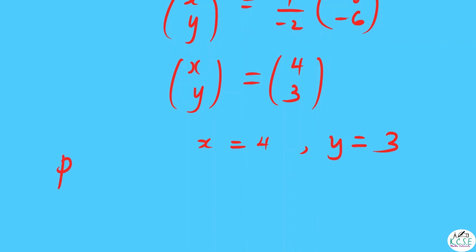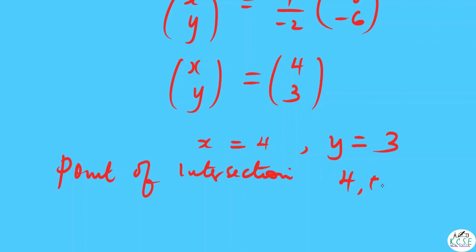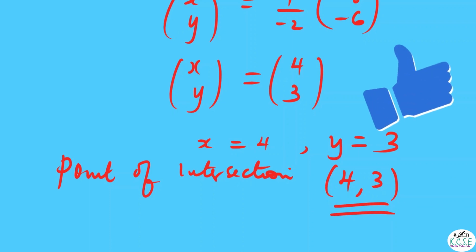So the point of intersection is therefore given by, write this in coordinate form, 4, 3, I'm sorry, this is 3. 4, 3, where 4 is the x value and the y value is 3. So that is the point of intersection. That is how we're supposed to do that question.